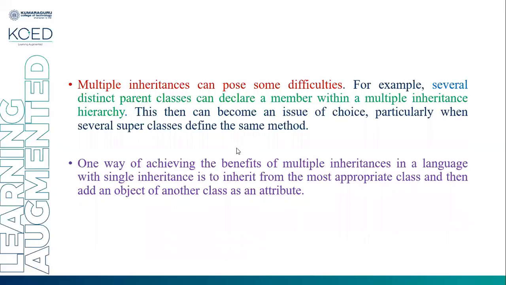One way of achieving multiple inheritance is to inherit from a single class, the more appropriate class, and then add an object of another class as an attribute of the given class. So an object of one class will be part of this class, and it inherits from the more appropriate class, which will be the parent class.